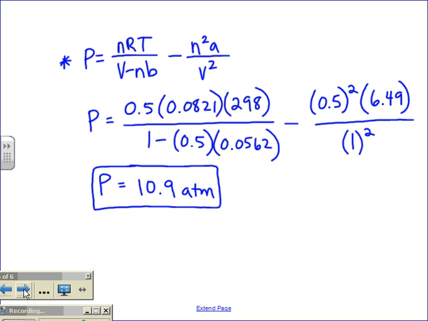So normally you would just calculate this using the ideal gas law. This could be a problem on the AP Chem exam, though, where they would ask you to first solve the ideal gas law and then solve the van der Waals like we just did, and then compare the two and account for the differences.